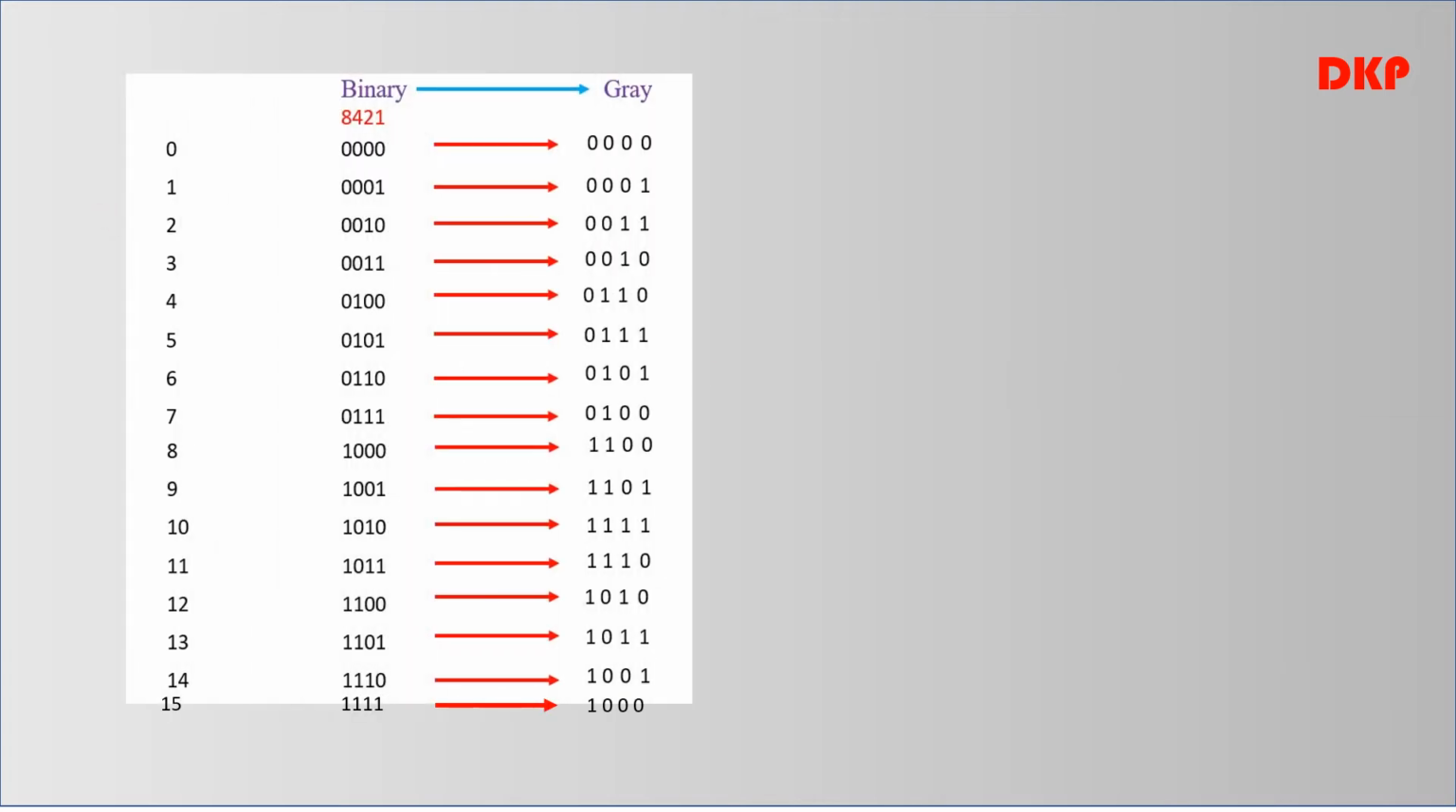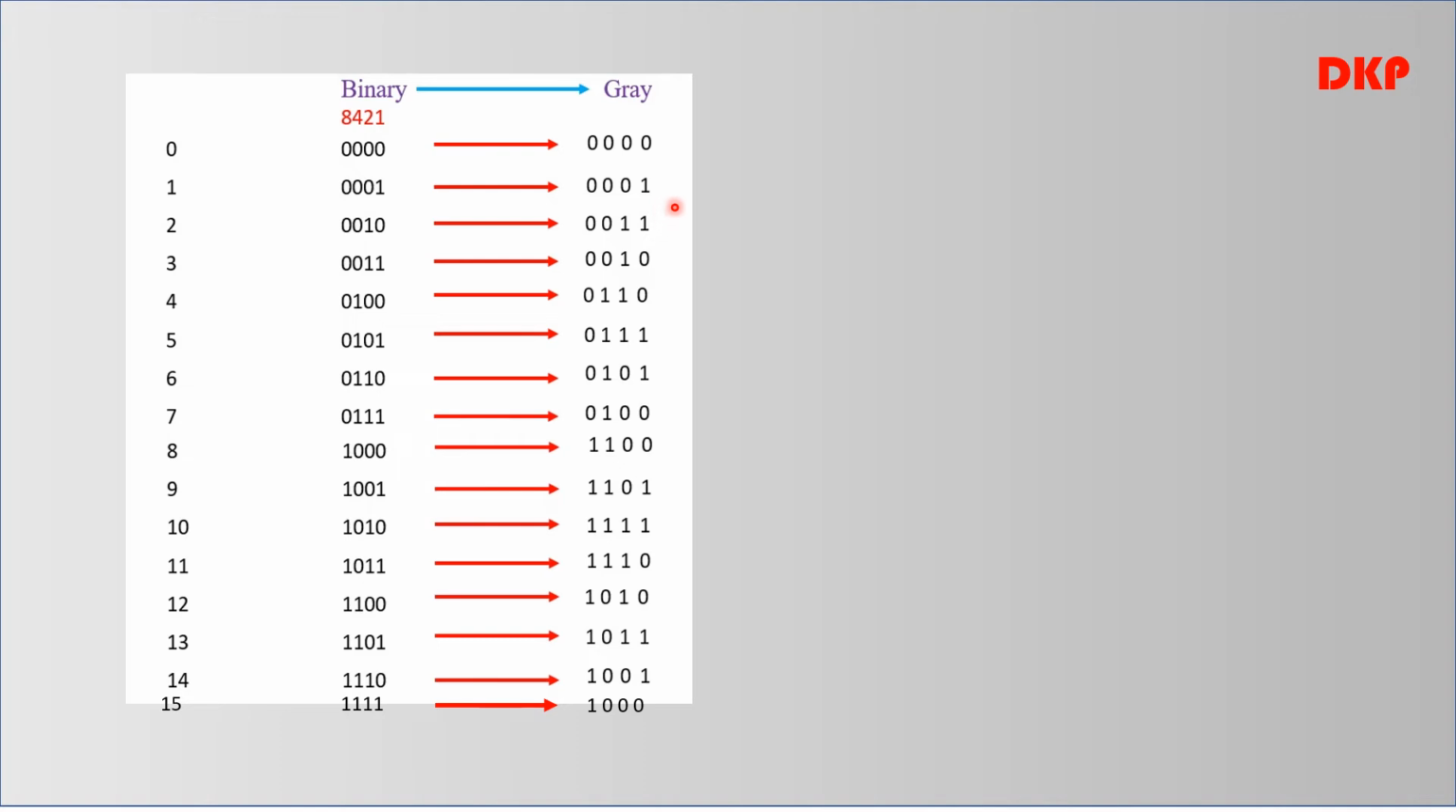When you observe this gray code, the first two gray codes, of 0 and 1, we can see that the first 3 bits are the same, 0, 0, 0. Only the last bit differs. That means 1 bit differs in both these gray codes of 0 and 1.